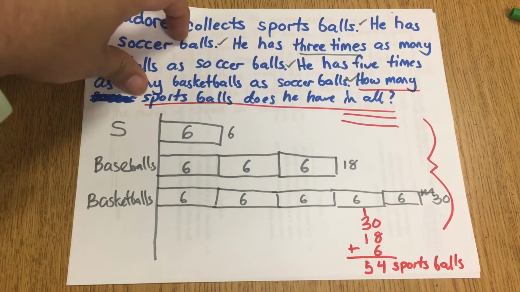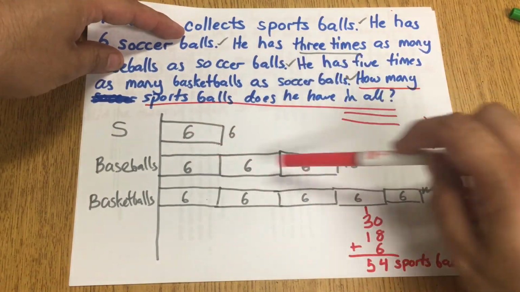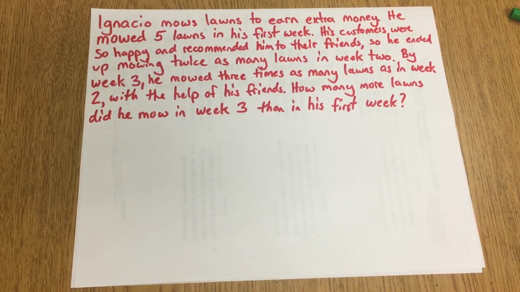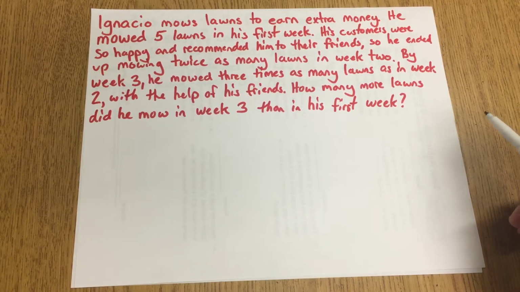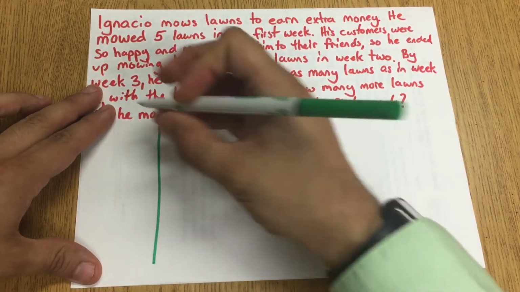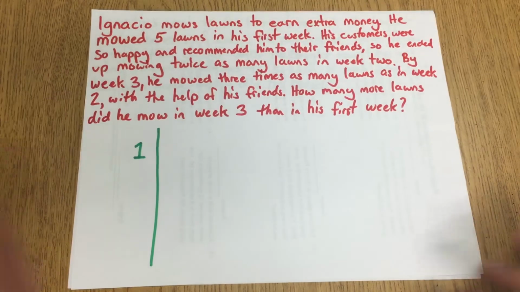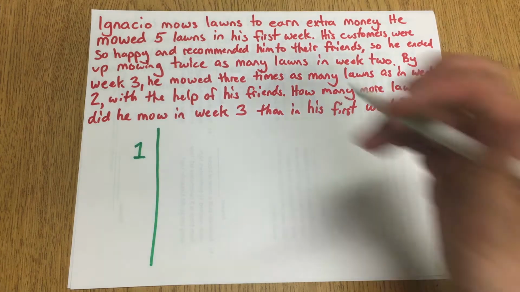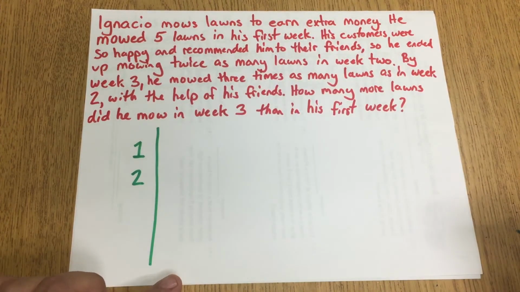So let's get a little bit more challenging, but you can see the idea that with equal groups in our bar models, we're able to do multiplication. Let's take a look at the next one. Now we had Isidore before, now we've got Ignacio. Ignacio mows lawns to earn extra money, because who doesn't like some extra money? He mowed 5 lawns in his first week. As I read this, I'm getting a sense of how I need to set this up. I can tell that I'm probably going to talk about week 1. Maybe. Well, let's see. His customers were so happy and recommended him to their friends. He ended up mowing twice as many lawns in week 2. I'm just going to throw out week 2 right here.